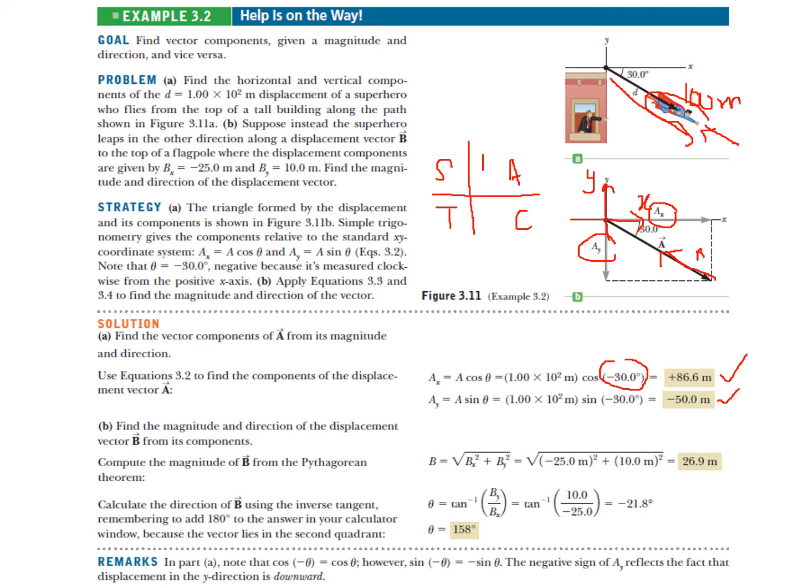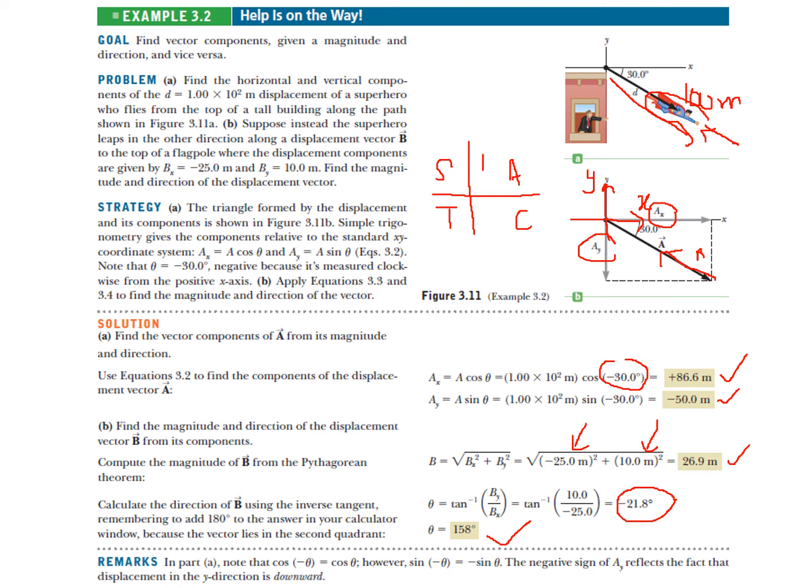We don't have to get the components because they are already stated in the question. So just bring the values to this kind of equation to get the magnitude of B. The magnitude of B is 26.9. Remember to square both values of BX and BY. The direction, based on tangent inverse of BY over BX, is equivalent to negative 21.8.